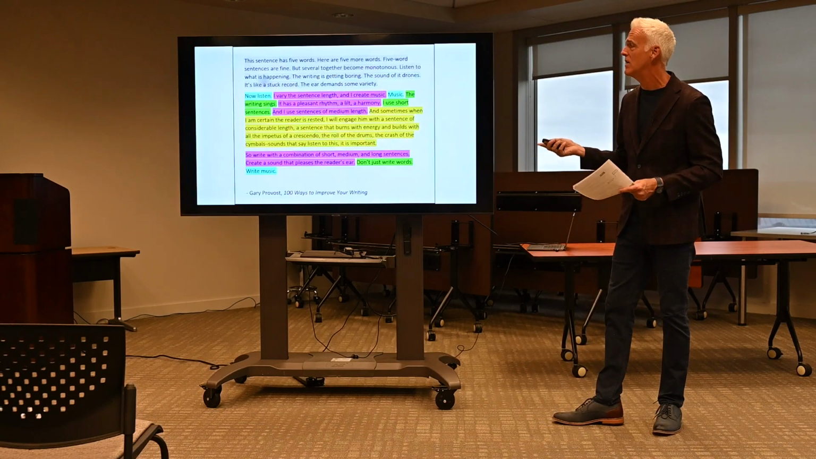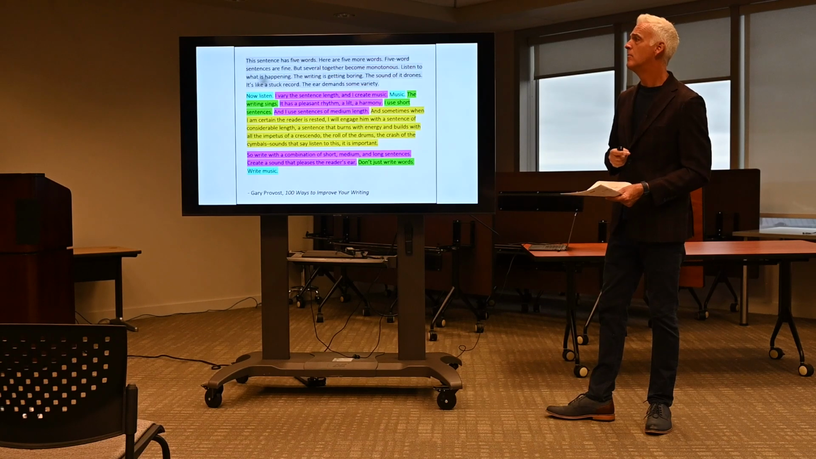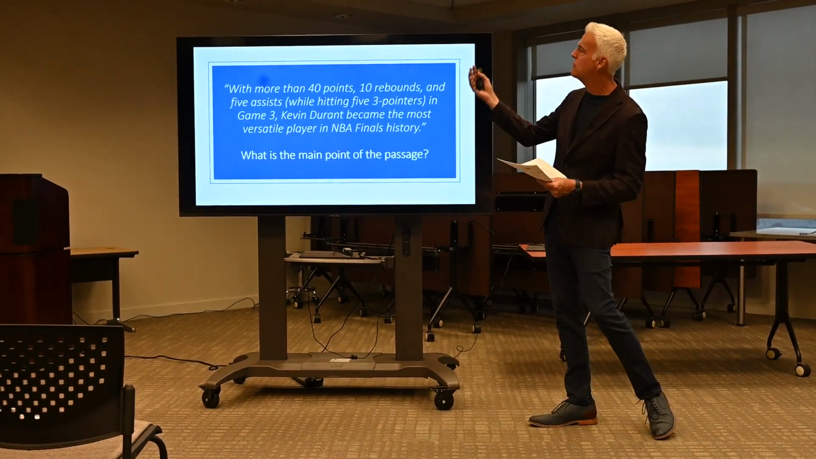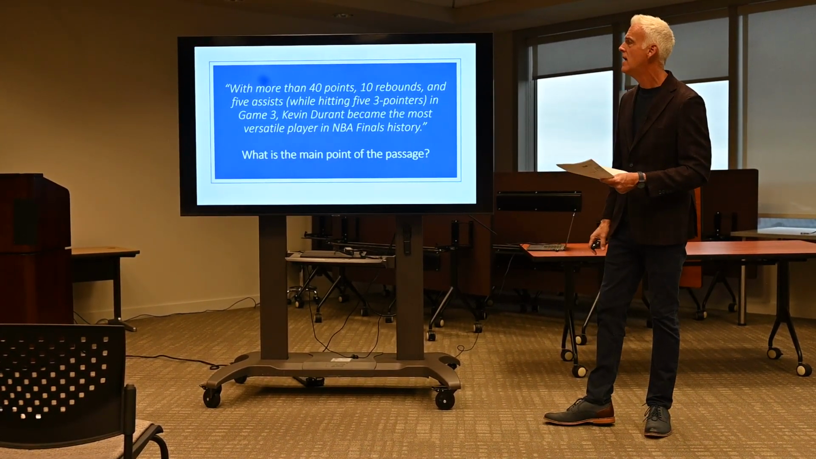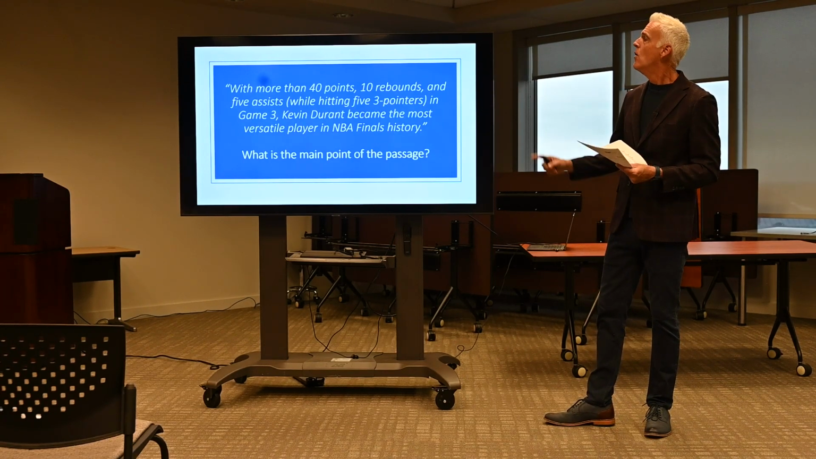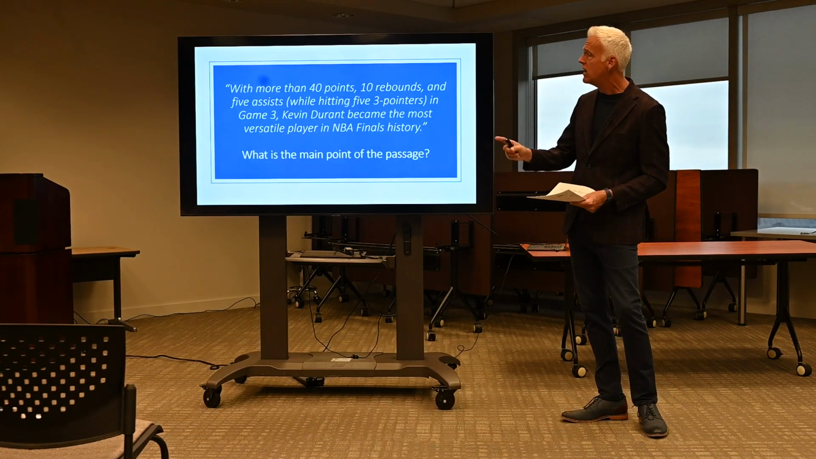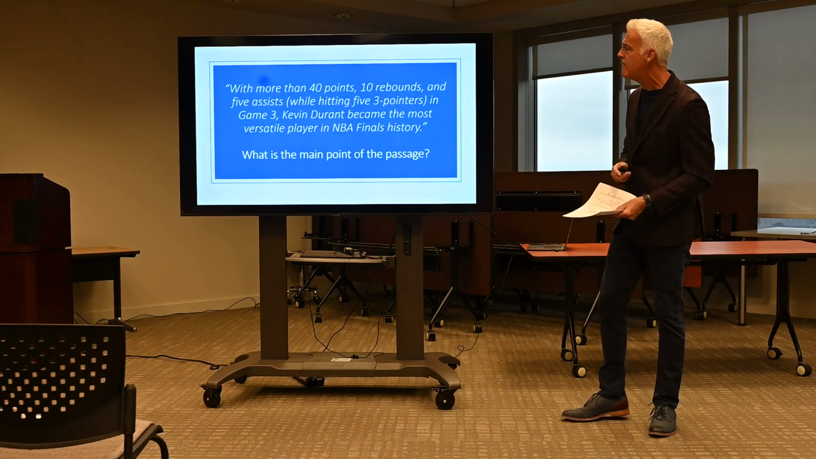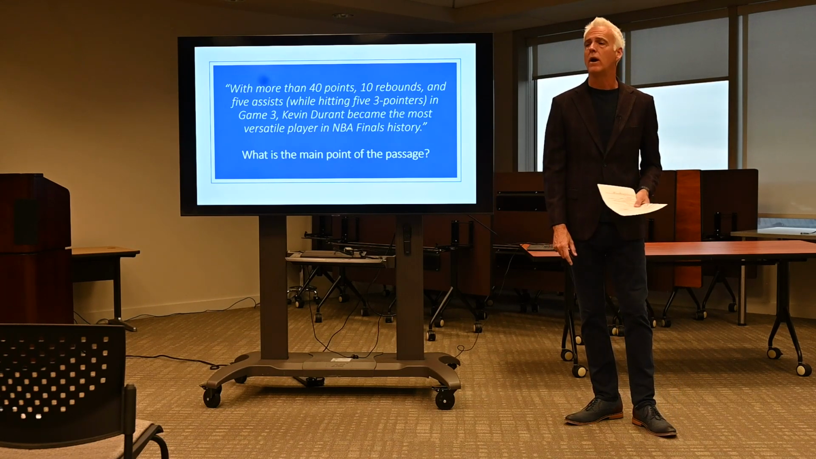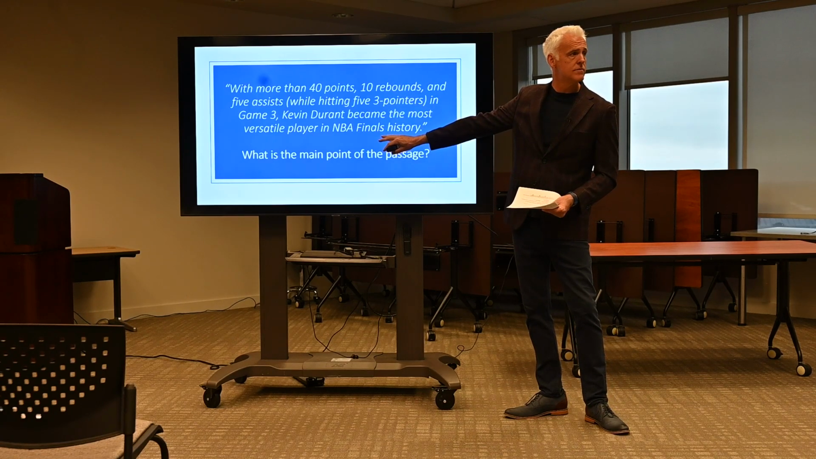I'm going to give you an example of this. And I'm going to start with a monotone. Word sentences are fine, but you might remember this. This is from a few years ago when Kevin Durant used to be on the Warriors. But this was actually in a newspaper, and I was like, that's terrible. They buried the lead. "With more than 40 points, 10 rebounds, and 5 assists while hitting 5 3-pointers in Game 3, Kevin Durant became the most versatile player in NBA Finals history." Well, what's the point? Is it the numbers, or is it that he became the most versatile player?